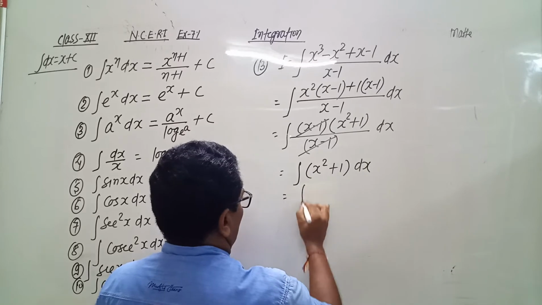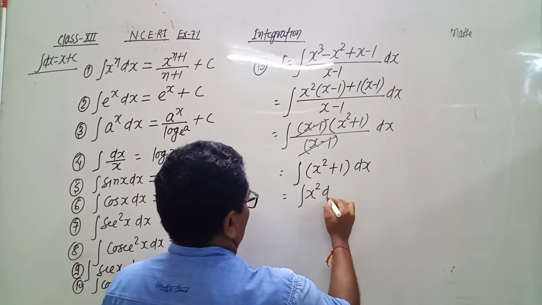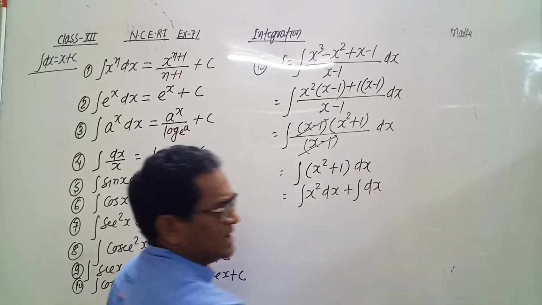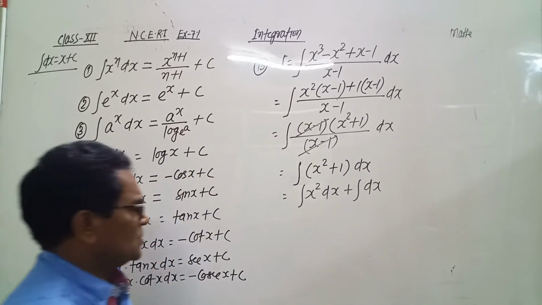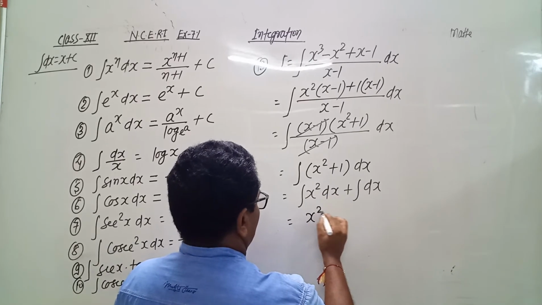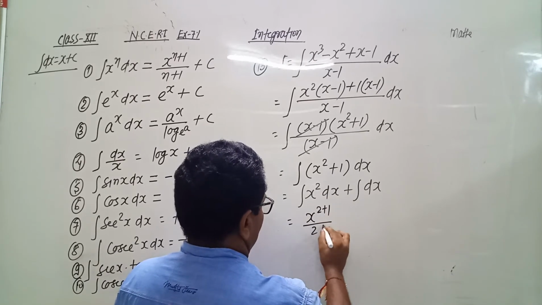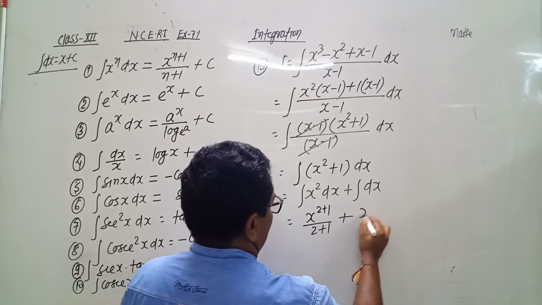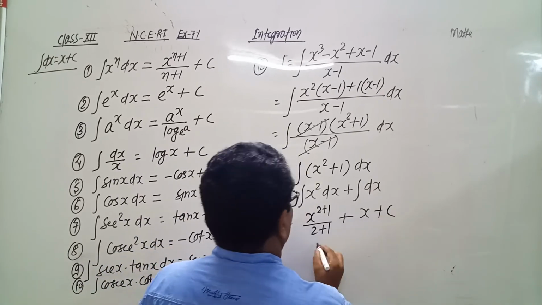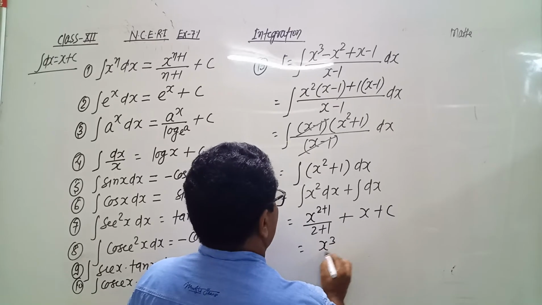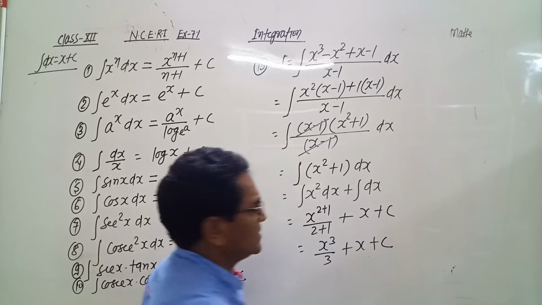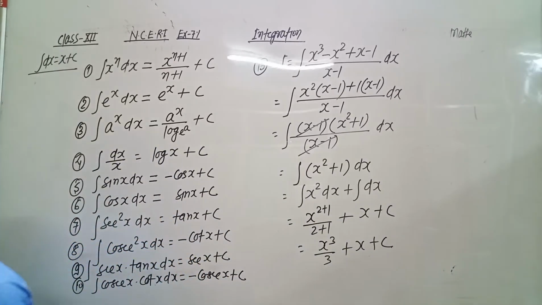We separate both the terms: integration of x square dx plus integration of 1 dx. So we integrate in the form a x raised to the power n, so x raised to the power n plus 1 by n plus 1, and integration of dx is x, and plus c. So x cube by 3 plus x and plus c, where c is the integration constant.